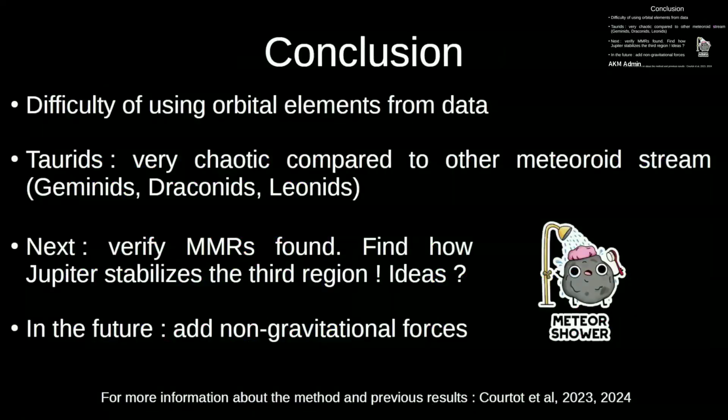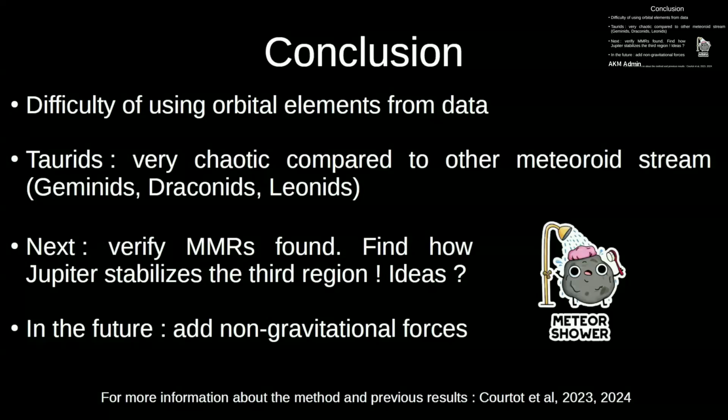But yes, very quickly, a small conclusion on the Taurids. First, you saw I had some troubles using orbital elements from the data I found. Then we saw that the Taurids are much more chaotic than the other streams. And I think the reason why we have so much trouble with 2P Encke and the link with the parent body is definitely linked with this.